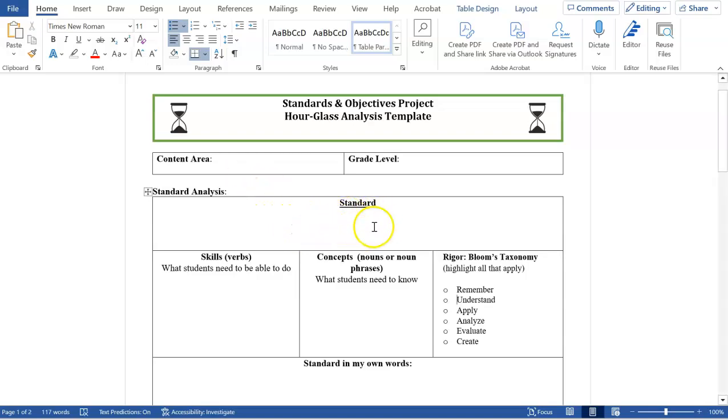So once you pick your standard, you'll copy and paste it here. If it's a Common Core math or ELA standard, it will go here, and the grade level will go here. And that's really all that needs to go into these sections.